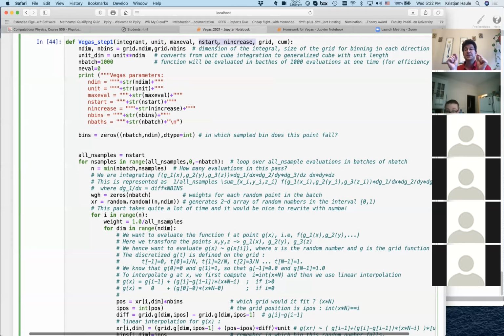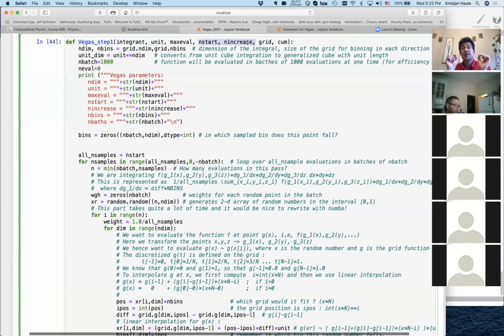Now, n start means how many function evaluations we are going to perform at the first step, because the Vegas algorithm is an iterative algorithm. The first step will just sample the first approximation for the grids, and then in the next iteration we're going to improve the grids, and then improve them again and again self-consistently, and every time we're going to slightly increase the number of function evaluations. And this n increase means how many more function evaluations we're going to do at every successive step.